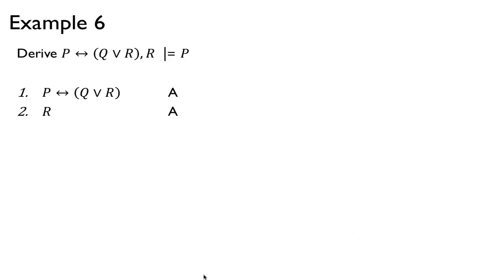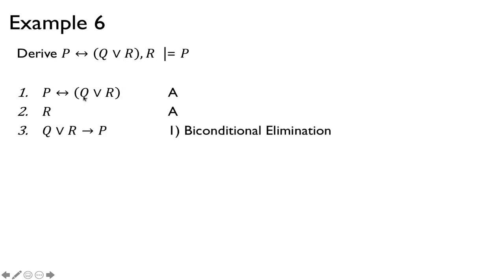Okay, so here's another one. We know P biconditional Q or R, and also R. Can we get P? Well, these are assumptions. And this one right here says that we can eliminate this biconditional. And so because we have a biconditional, we can just say Q or R conditional P.